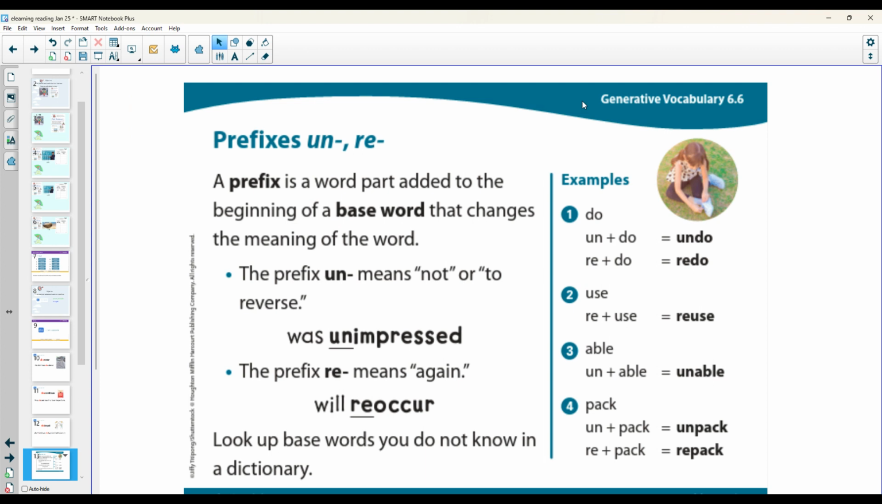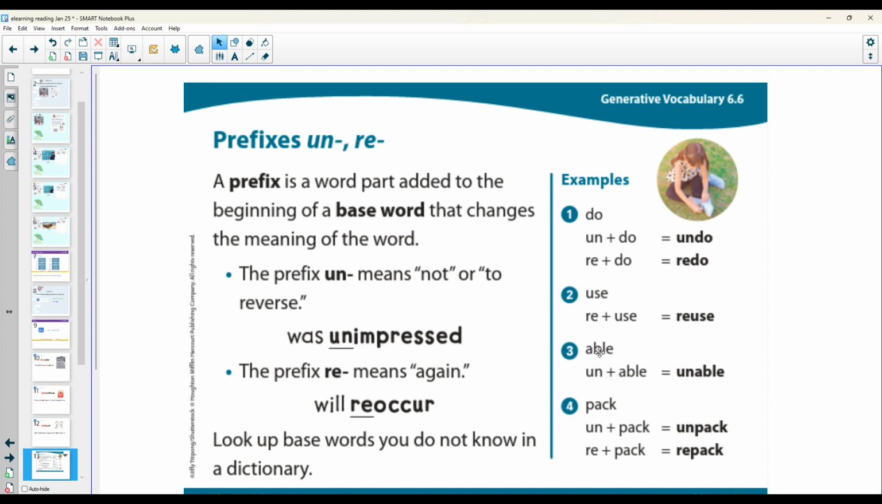We're going to review un and re. Un means not or in reverse. Re means again, my favorite one. Look over at the examples. Number 1, read the base word and then read the bold words. Look at number 2, read the base word and then add a re to it. Reuse. I got to use it again.